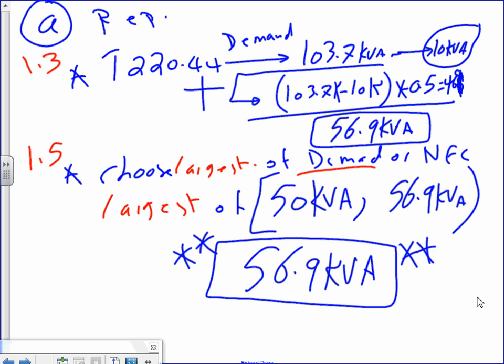Now, would this chunk of load be seen by the lighting panel? No. Would it be seen by the receptacle panel? Yes. Would it be seen by the main panel? Yes. Everything will be seen by the main panel. The main panel sees everything. Okay? Yes, sir. Demand is this guy here. Are you getting that? That's where we got it from the table. Remember how we applied the table?